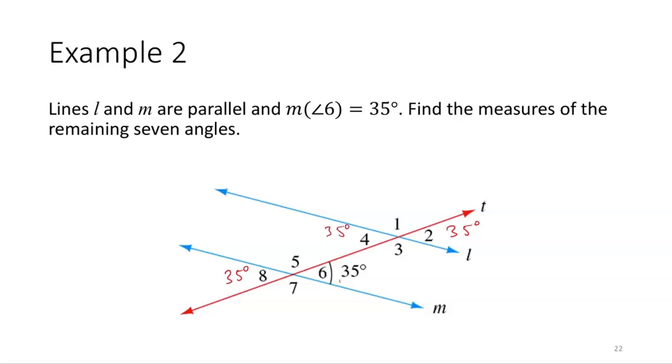Now, as for the other ones, notice that angles 1 and 4 are supplementary. So I can find angle 1 by doing 180 minus 35, which is 145. So angle 1 would be 145 degrees. And likewise, by vertical angles, angle 3 is 145 degrees. And then 5 and 7 are corresponding angles. So now we have the angles of all the parts.